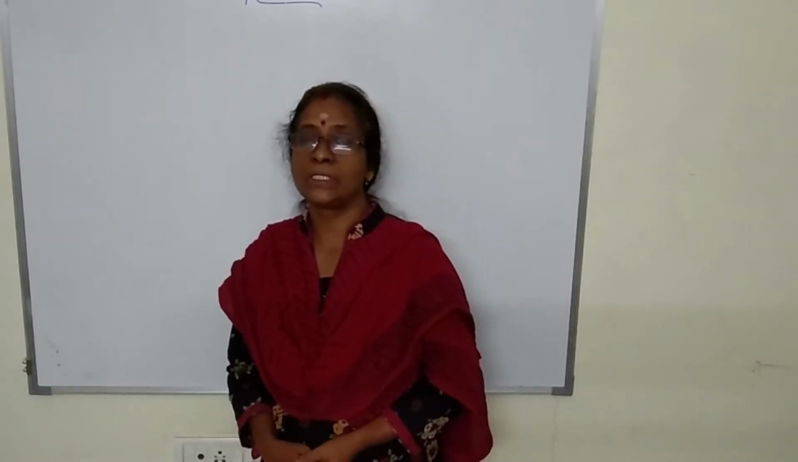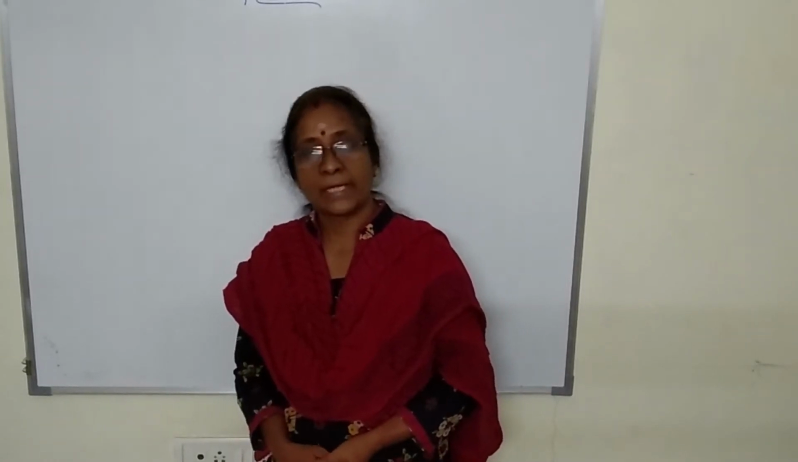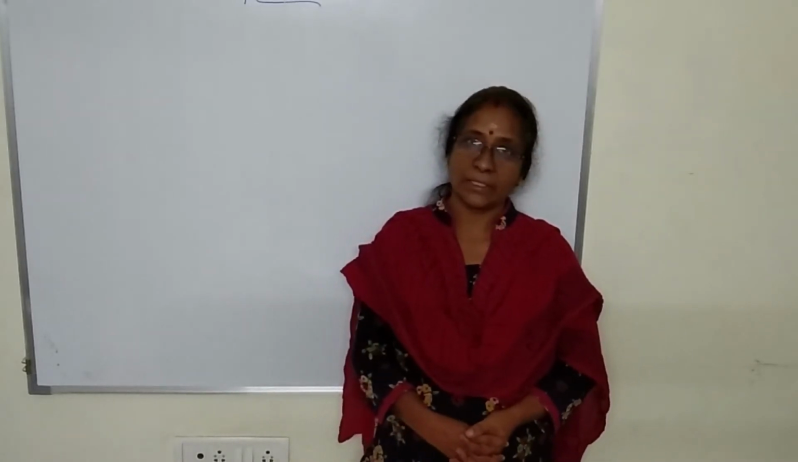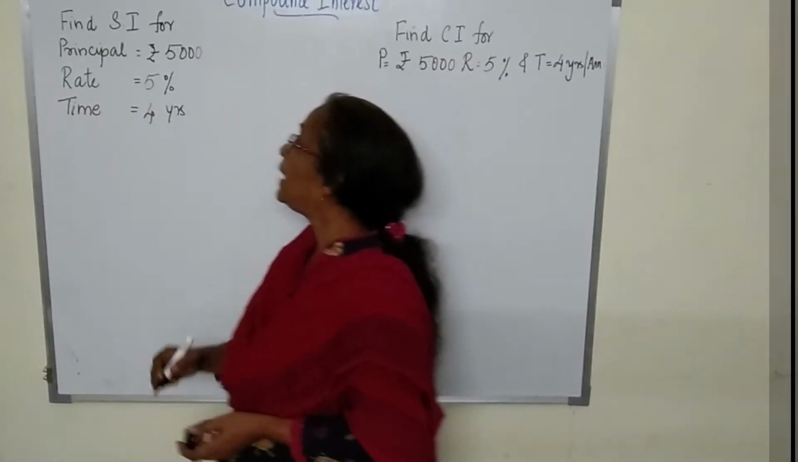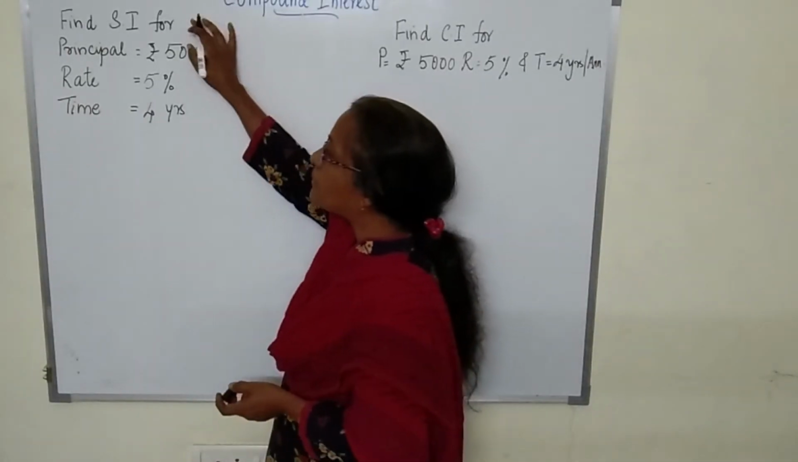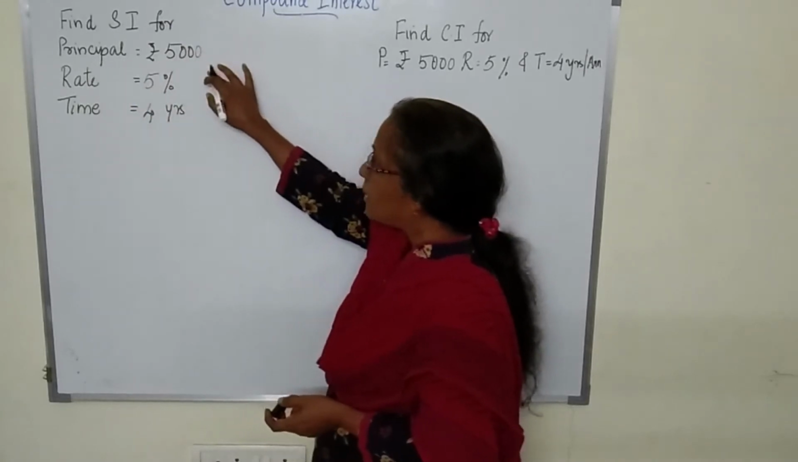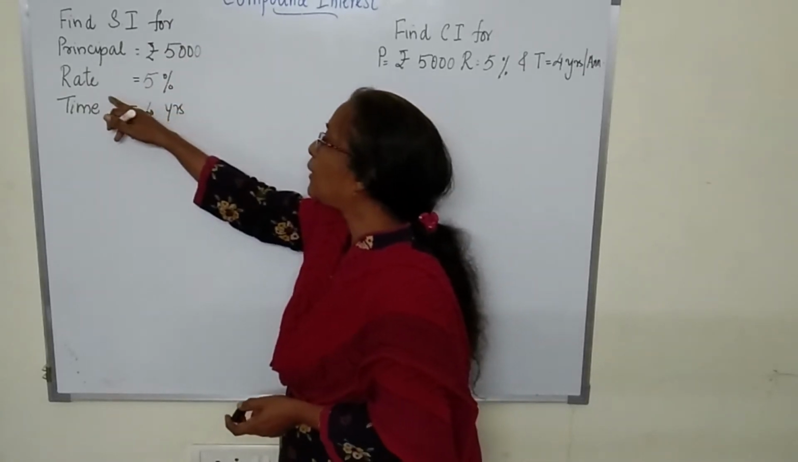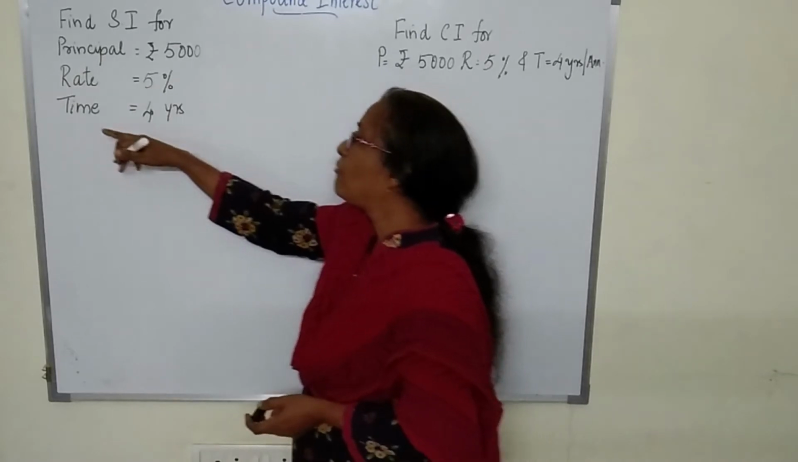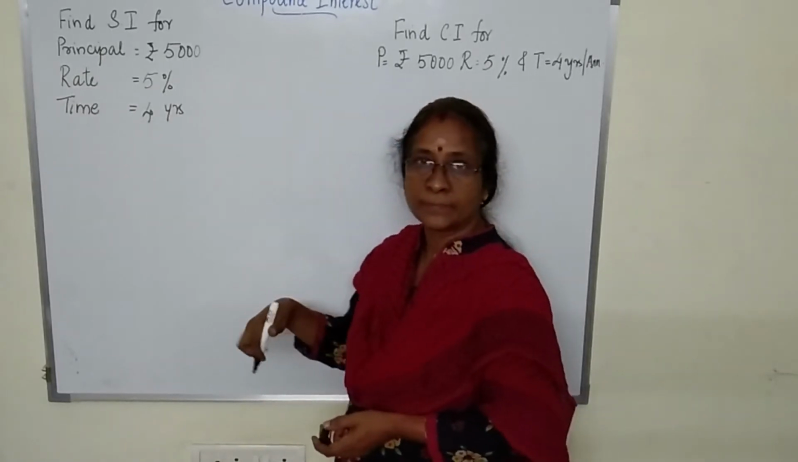Dear students, in the previous video we learned some of the concepts related to simple and compound interest. Today we will see the difference between simple interest and compound interest with the help of an example. Let us go to the example. Here, find the simple interest for a principal of rupees 5,000 with the rate of interest 5% for 4 years.